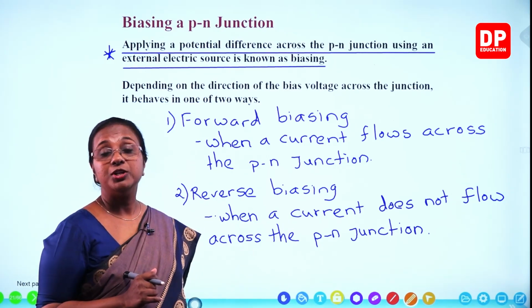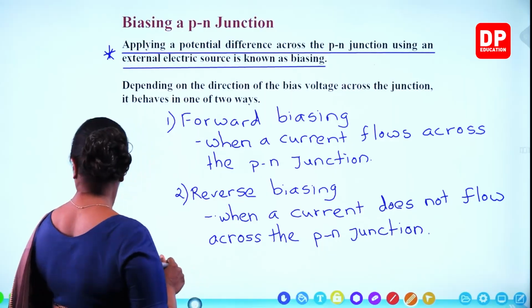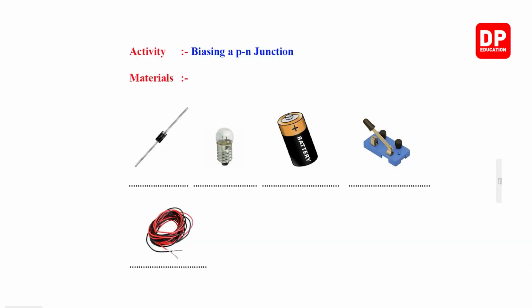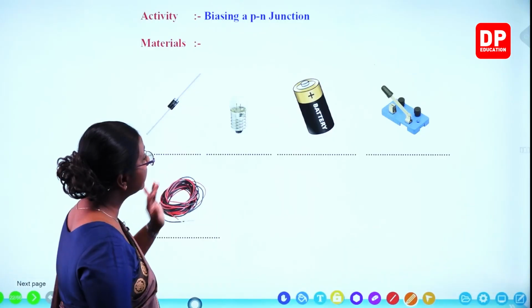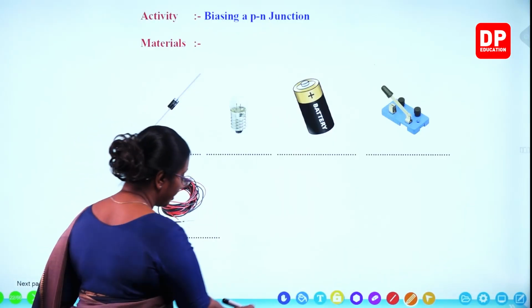With that, I am going to move on to the next slide. So, then we have an activity, biasing a PN junction. To do this activity, these are the materials that are required.